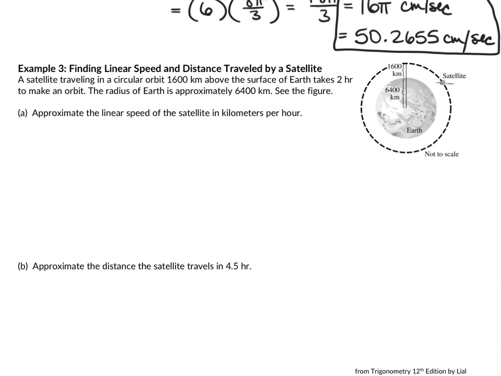Let's figure out what we know so far. Number 1, we do actually know the radius of the satellite. What is the radius for the satellite? 6,400 kilometers. Ooh, that's the radius of the Earth. So going all the way out to the satellite, you just add those two numbers together, the radius of the Earth plus the distance that the satellite is traveling above the Earth. That means that my radius is 8,000 kilometers.